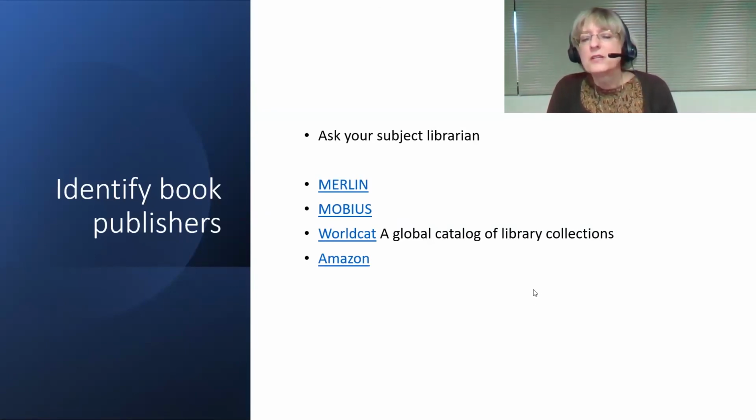I'll say just briefly, if you're looking for publishers for your book topic or your chapter, talking to your subject librarian is always good to do, because we're very familiar with the publishers in our field. You can also look at library catalogs like Merlin or Mobius. WorldCat is a huge national catalog of books from all around the country. So they probably have a very good sampling of what's been published everywhere. And you can search a topic on there and just see who the book publishers are for the books that pop up.